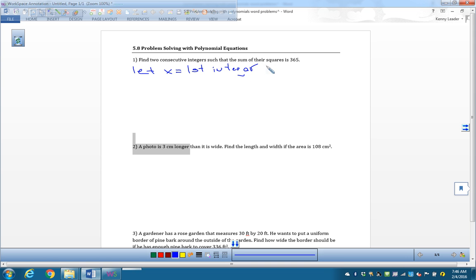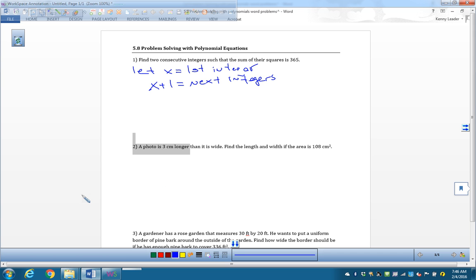But so the first integer is x, okay? If x is the first integer, what would be the next integer after that in terms of x? Who said that? Oh, Jessica. I was hoping it was someone else. No, not because we don't like Jessica. But yes, the next integer would be x plus 1. Because integers go up, if they're consecutive, they go up one at a time.